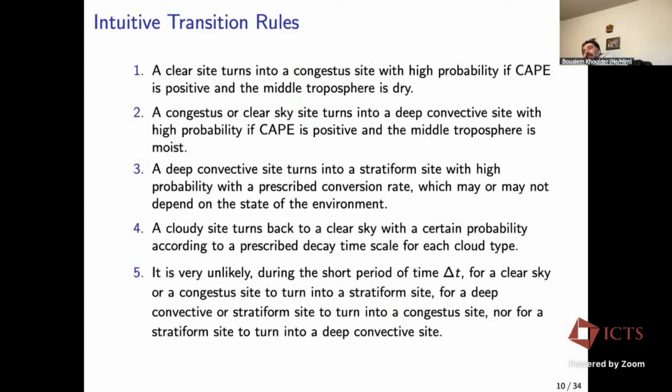So the philosophy is basically like I told you. So a clear sky site will turn into congestus with high probability if there is CAPE, and the middle troposphere is dry. A congestus or clear sky will turn to deep with high probability if CAPE is positive and the middle troposphere is moist, and so on, and the deep. And this is basically all. This is just the rules that we make up. And here I have only 3 clouds, but you can have the shallow clouds as in the cartoon I showed you before.